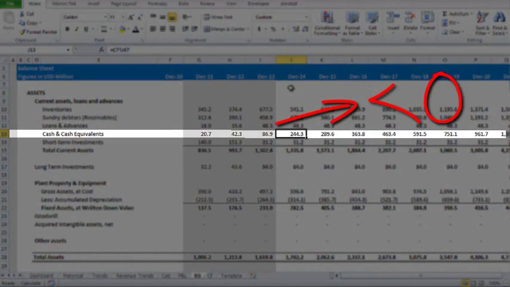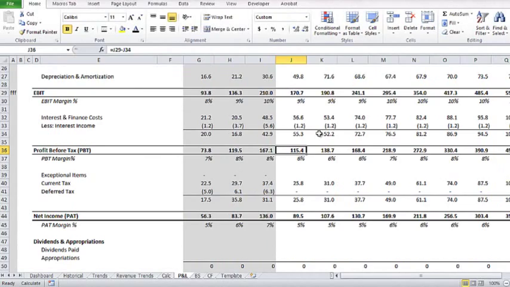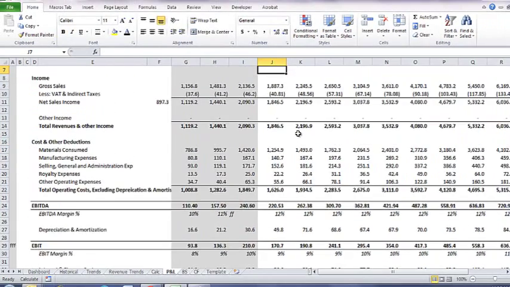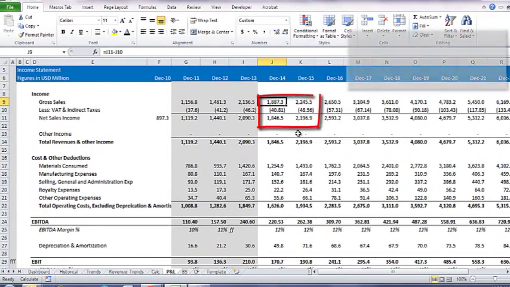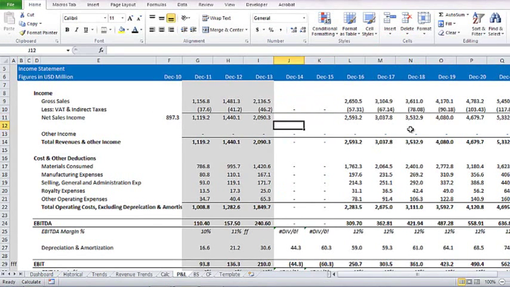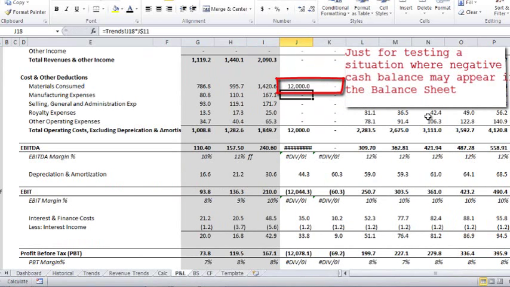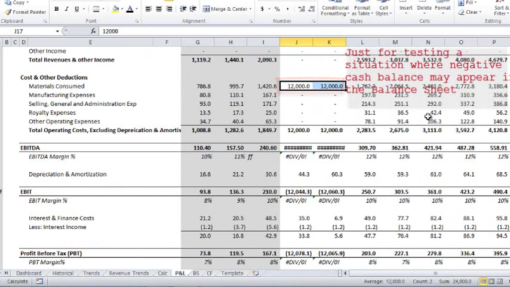For example, something like this happens in your model. Just check. Your sales for a particular period become 0. And let's say that the costs are still being incurred. So there are various costs which are being incurred.